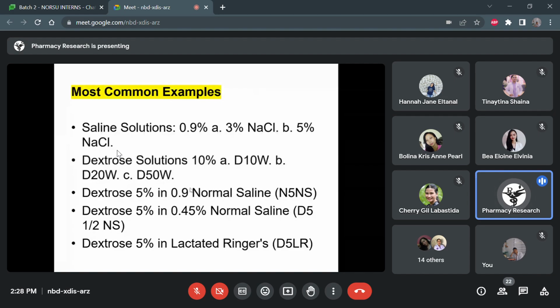Before, it was green, the D5 then 1/2 NSS. Now we no longer have that in the hospital, but before it was dextrose 5% and 45% normal saline. Then the D5LR, pink. The common ones for us are D5NSS, the D5LR, and the D50 water. Those are usually the hypertonic solutions.